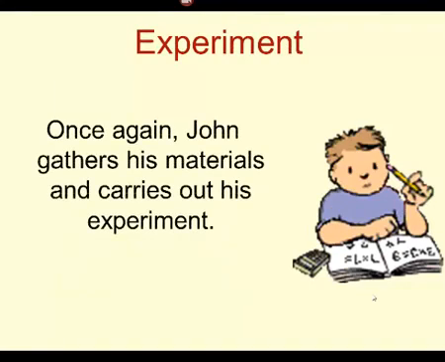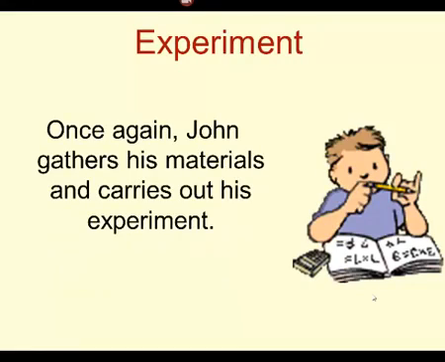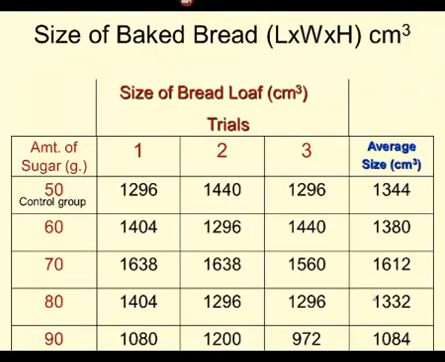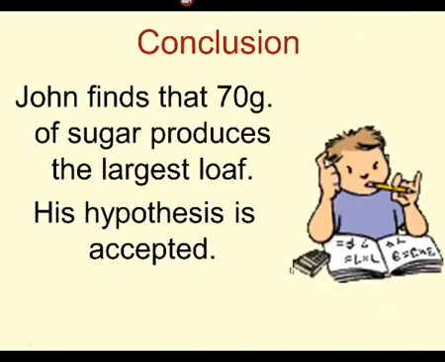So once again, he gathers all of his materials, he goes back to the experiment, and he carries out his experiment again. And here is what he has for results. Can you tell which group did the best? So 50 grams is a control group, and he goes up to 90 grams. Which group did the best? His largest average size is 1612 centimeters cubed. So he finds that 70 grams of sugar produces the largest loaf. His hypothesis then is accepted.